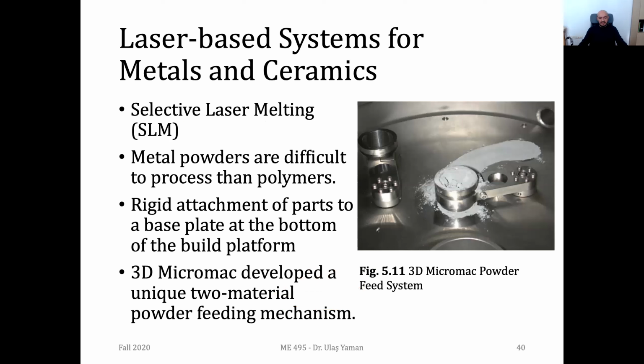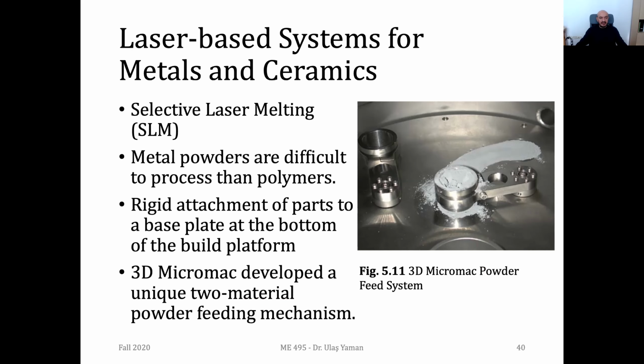This is an example system, and here they are using two different types of material at the same time. They have two different chambers. By using, let's say, a special mechanism, they feed two materials at the same time, or one material for a specific layer and another material for the upcoming layer. So people are trying to find such better ways for high quality products.